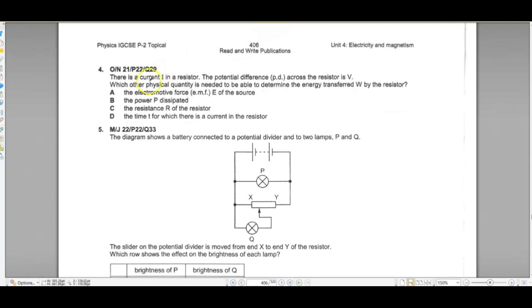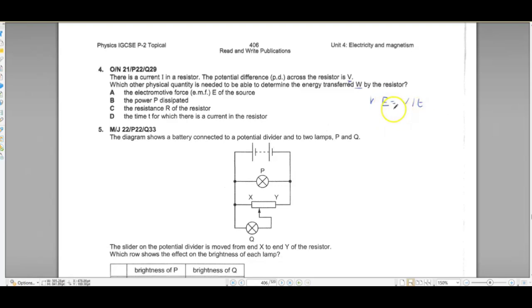So question number 4. There is a current I in the resistor. The potential difference across the resistor is V. Which other physical quantity is needed to be able to determine the energy transfer W by the resistor? So if the energy transferred by the resistor is W, we know that energy is equal to VIT.